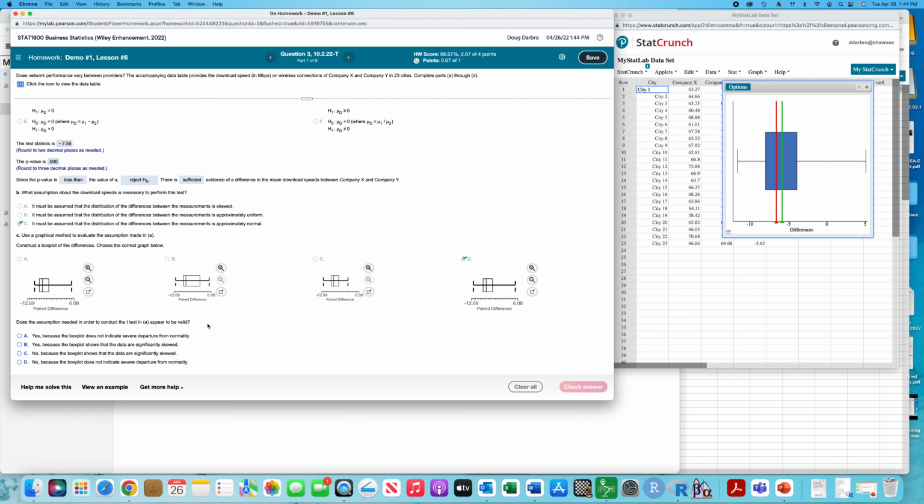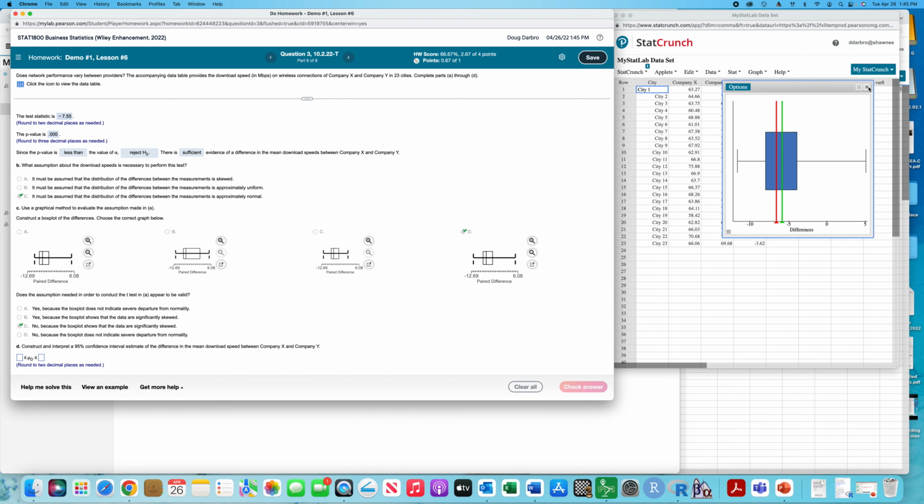I don't know. Does the assumption needed in order to conduct the t-test appear to be valid? Well, yes, because the box plot does not indicate severe departure. You know, I don't think that's what they're going at here, because if you look at this tail, it is much longer than this tail, and the mean is quite a bit different than the median. So I want to say no, because the box plot shows that the data are... and again, I don't believe that word's significantly skewed, but I'm going to bet that's where that's headed.